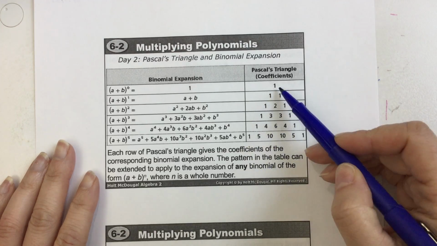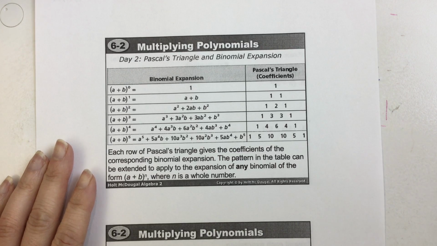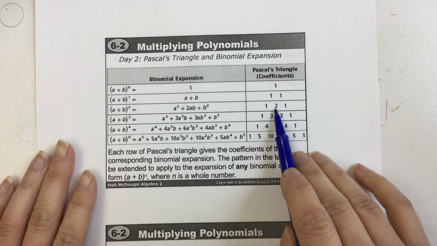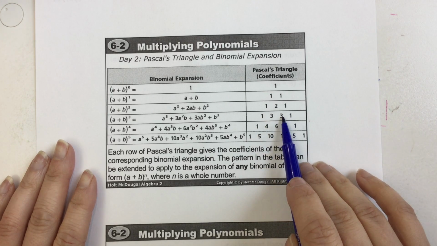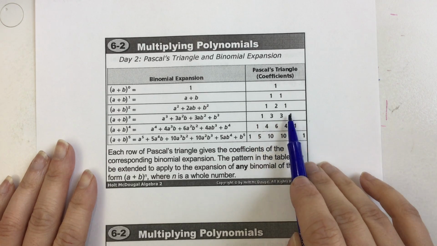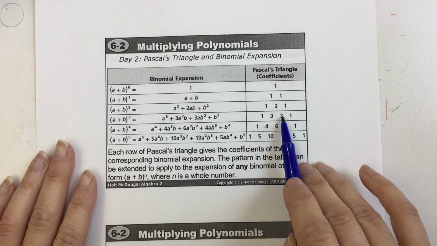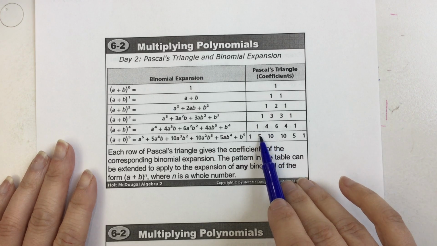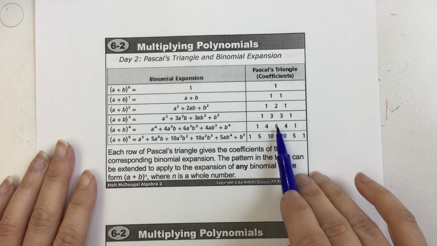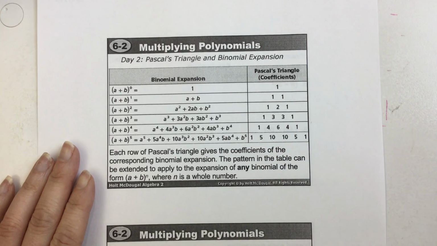Notice every single row begins and ends with the number 1. Now, how you get the numbers in between, like here to get this 2, you take 1 plus 1 to get a 2. Here, 1 plus 2 gets you a 3, 2 plus 1 gets you a 3. Every row still begins and ends with a 1. 1 plus 3 is 4, 3 plus 3 is 6, 3 plus 1 is 4, start and end with a 1. 1 plus 4 is 5, 4 plus 6 is 10, 6 plus 4 is 10, 4 plus 1 is 5, begin and end with a 1.